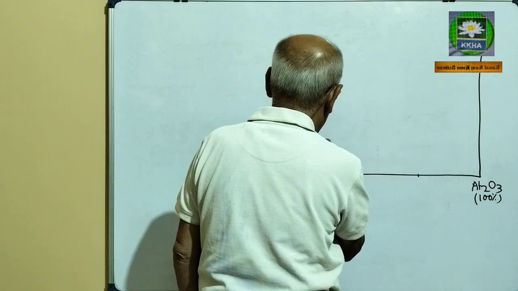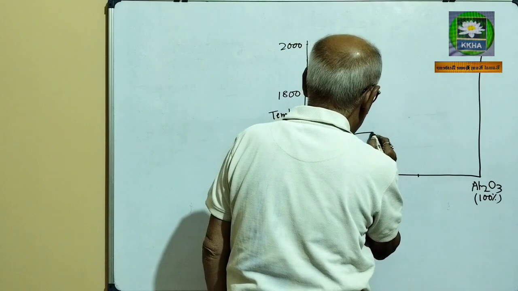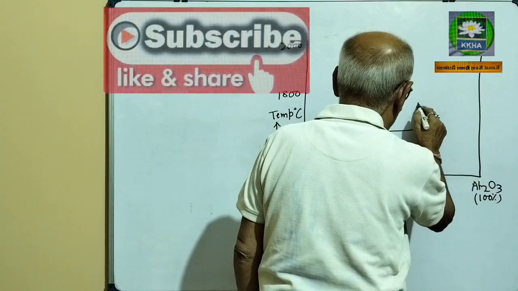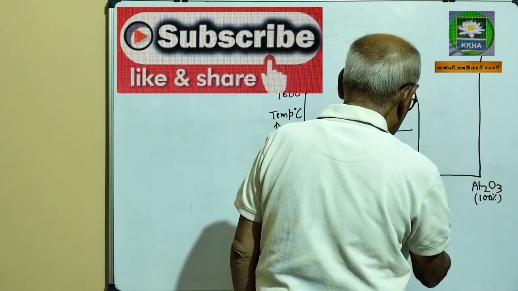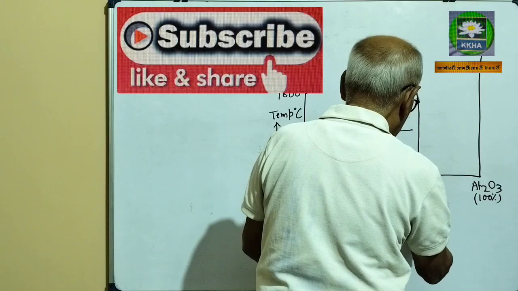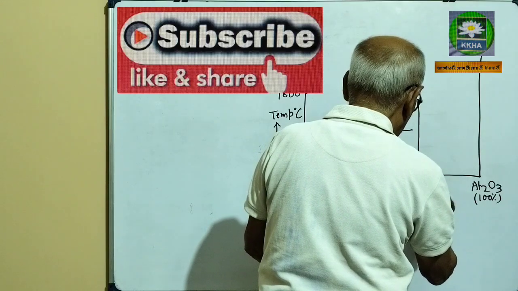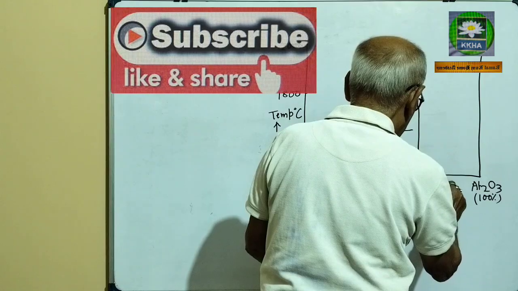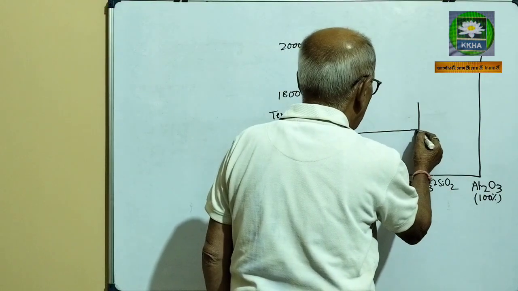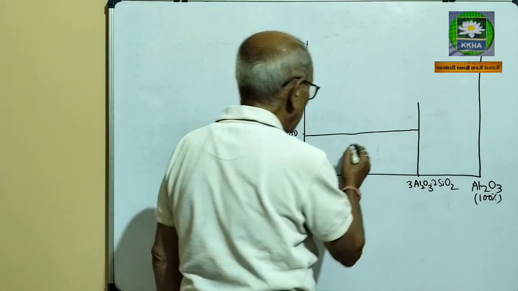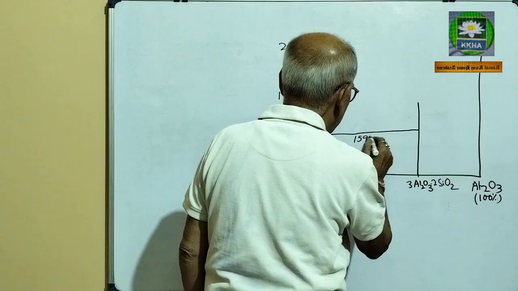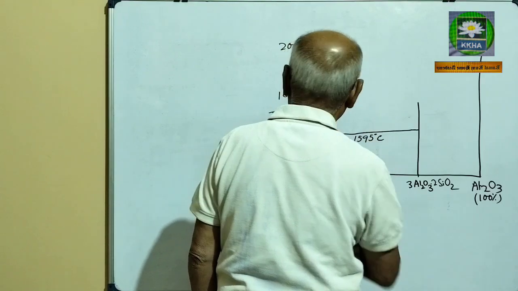This is the Solidus line which goes to Mullite. This is Mullite, 3Al2O3 twice SiO2. This first Solidus line is at 1595 degrees Celsius.